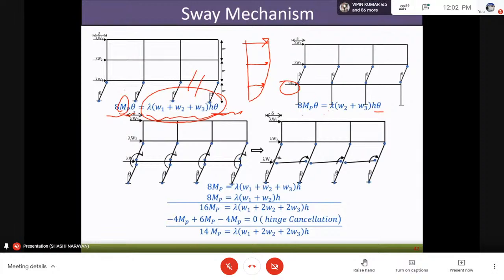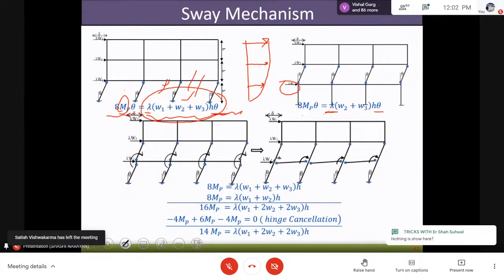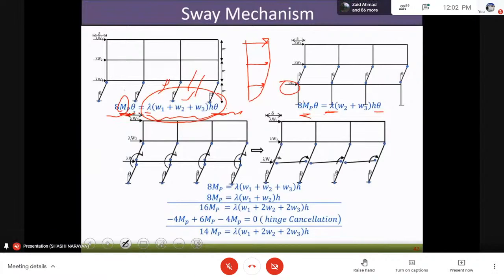So out of these two, if we talk of this, lambda is going to be, in this value is going to be larger, W1 plus W2 plus W3. So what will happen to lambda? This lambda will be smaller. So it will fail in this mechanism rather than this, subjected to condition that the moment carrying capacity MP of both is same. If MP has a ratio, then it may happen that the building fails in this mechanism rather than the other mechanism.